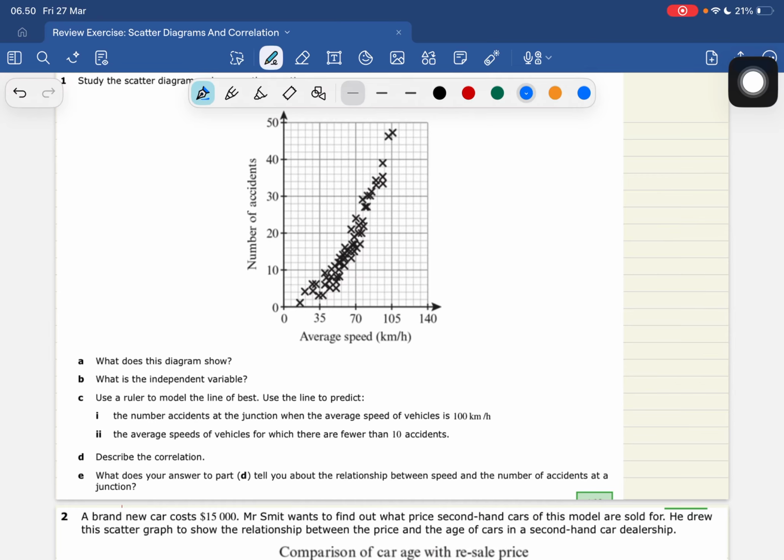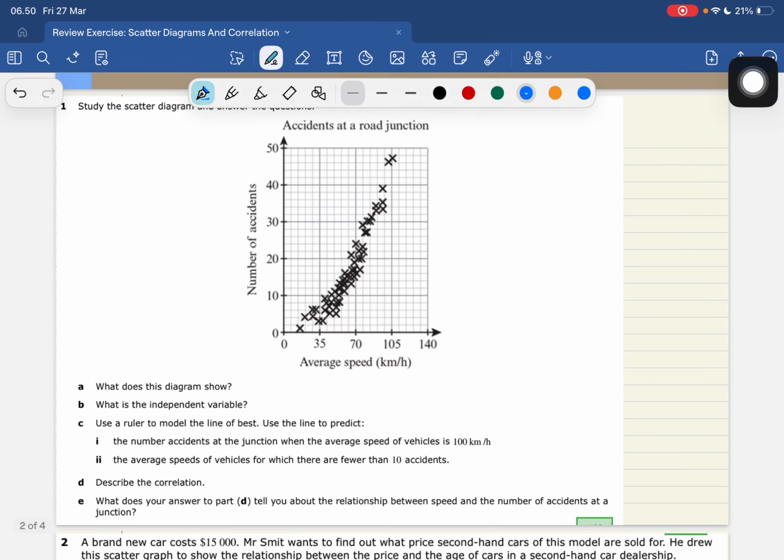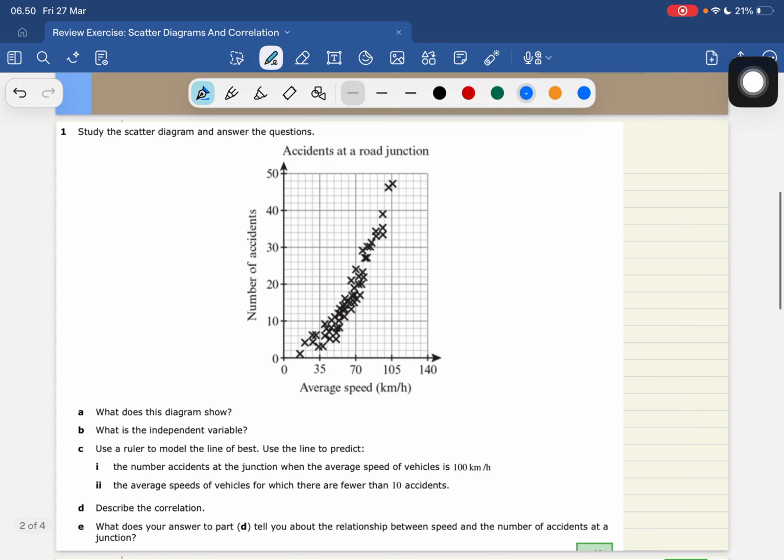Hi, in this question, I'm going to solve a review exercise for the scatter diagram and the correlation. Take a look, number 1: study the scatter diagram and answer the question. This is about the accidents at the road junction. We've got the number of accidents and average speed. What does this diagram show?